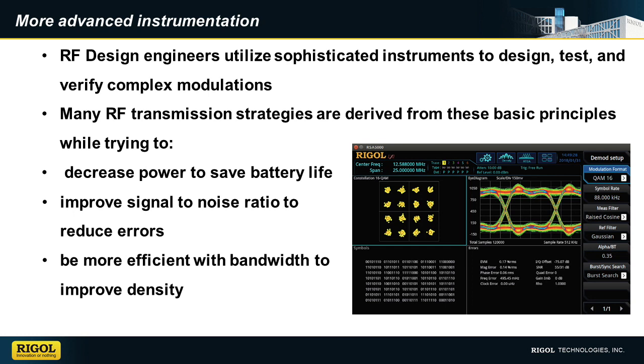Now, more advanced instrumentation can do this demodulation directly, such as our RSA 5000, which has a toolkit for showing the constellation diagram and the bits and the symbols for each of these types of complicated modulations like QAM. Many of these RF transmission strategies, though, are derived from the basic principles that we've already talked about, as well as some of your common engineering challenges, including decreasing power to save battery life, improving signal-to-noise ratio, reducing errors, and just being more efficient with that bandwidth, improving your density for your signals.